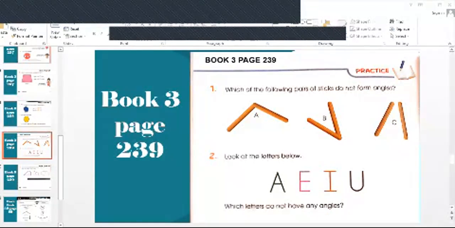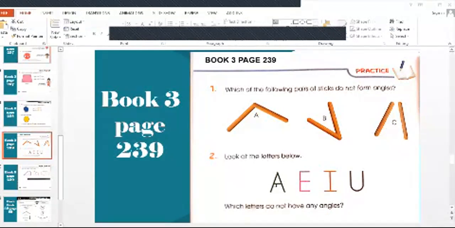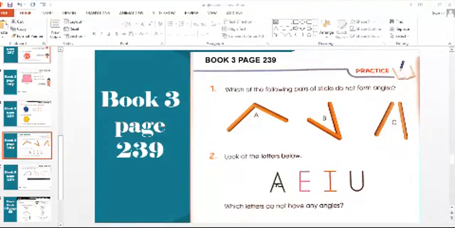Okay, letter A has a lot of angles. See, one, two, and this is a triangle, so it already has three. So this letter has angles. Letter E has a lot of angles too. See, there is an angle, there is an angle, there is an angle, there is an angle. Four angles in it. Okay, letter I also has a lot of angles. See, one, two, and there is an angle, and over here is an angle. So there are a lot of angles in it.